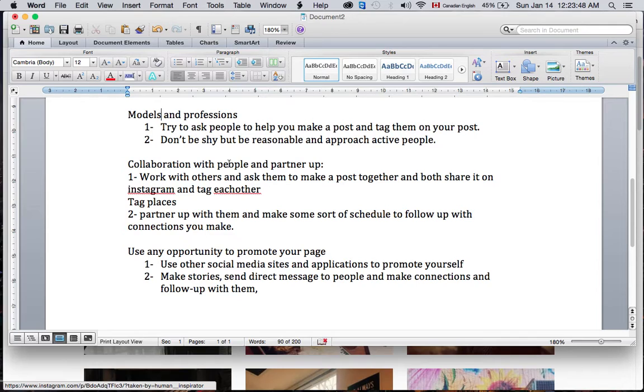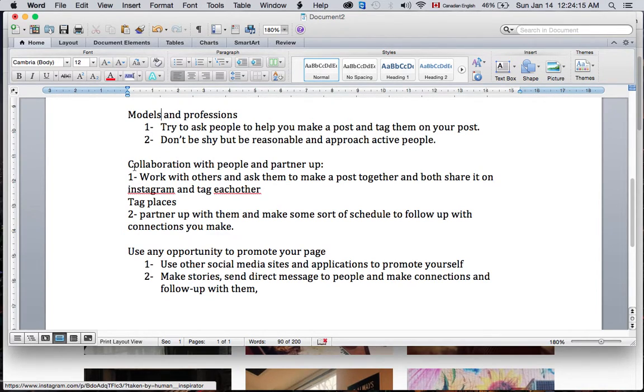For example, if you're in a range of 1,000 followers and you want to grow your followers, always look into people that have 2,000, 3,000, I would say less than 10,000 followers. Obviously, people with like 2 million followers are not going to respond to your offer to collaborate and work together when you have like 1,000. There has to be a benefit for both sides. And don't be shy, but be reasonable.